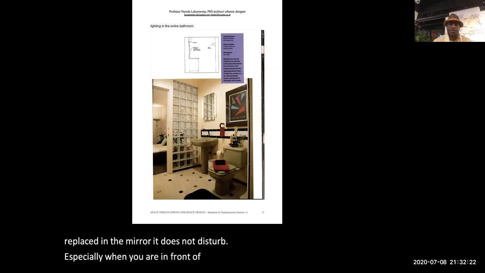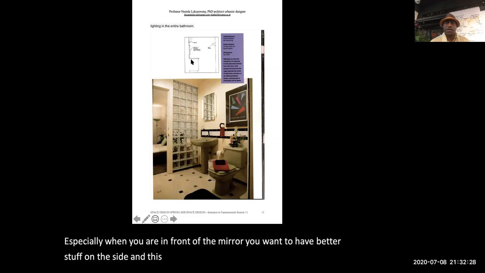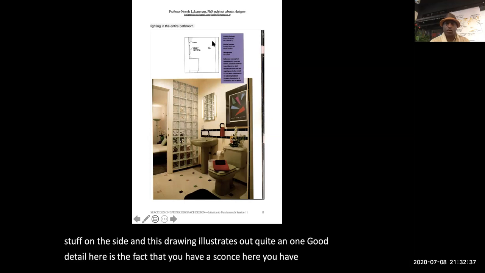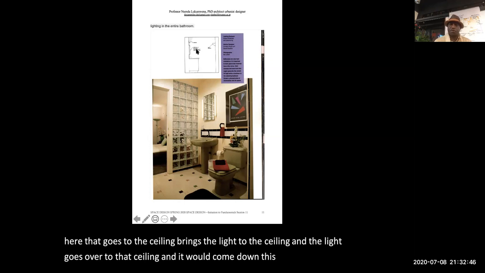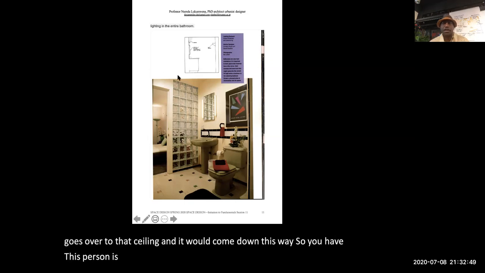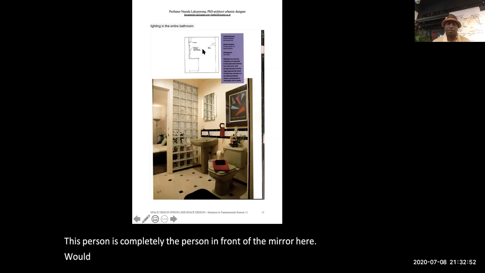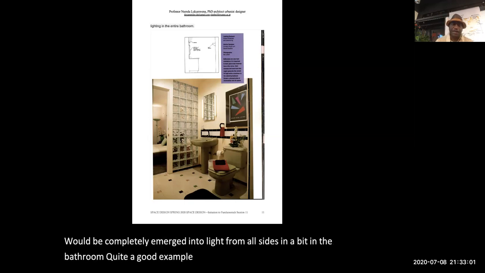Especially when you are in front of the mirror, you want to have better stuff on the side. And this drawing illustrates that quite well. One good detail here is that you have a sconce, a bracket that goes to the ceiling, brings the light to the ceiling, and the light goes over that ceiling and comes down this way. So the person in front of the mirror here would be completely immersed in light from all sides in the bathroom. Quite a good example of lighting in the bathroom.